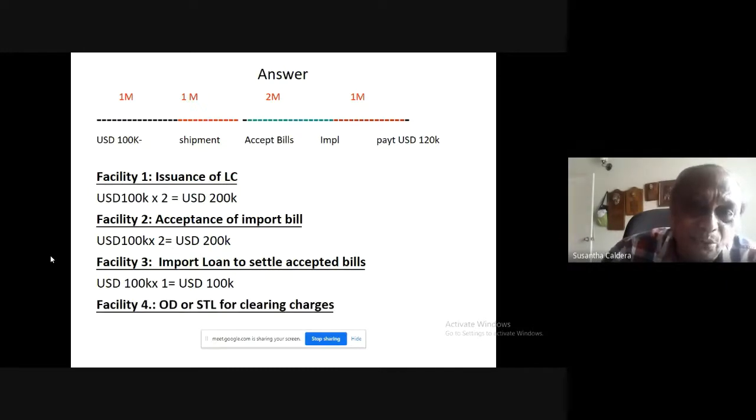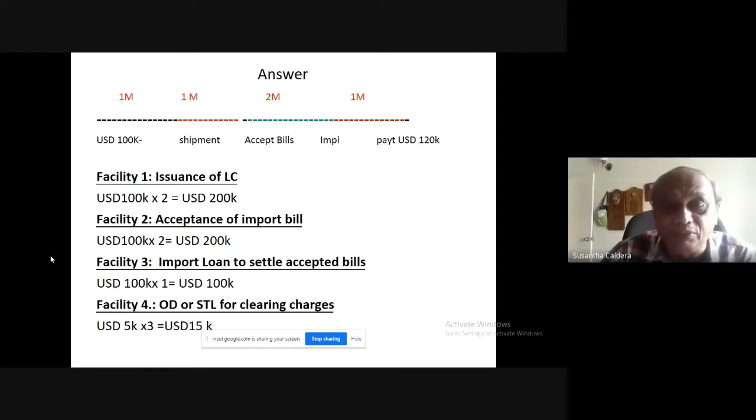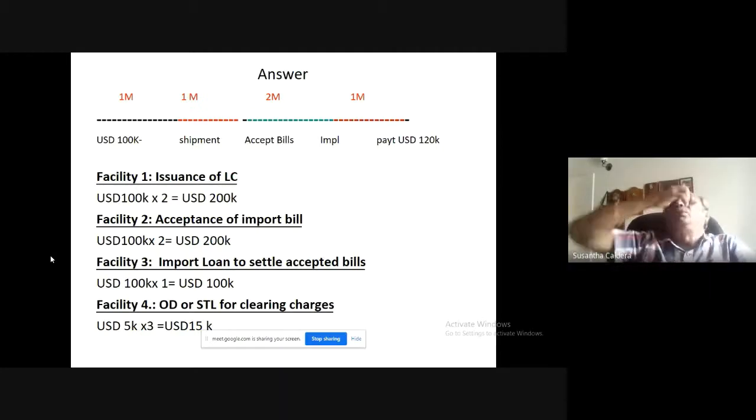The third one, OD or short-term loan for clearing charges. How much? 5,000. 5,000 into 3. 3 times. Very good. 5,000 into 3. නැත්තම් අපිට ඒක සල්ලි එන්නේ after 3 months. අපිට ඒ වගේ තුන් bills තුනක් ගෙවන්න, clearing charges තුනක් ගෙවන්න අපිට facility එකක් දෙන්න ඕන. Okay? So this is the answer. But these are very, very small ones, right?